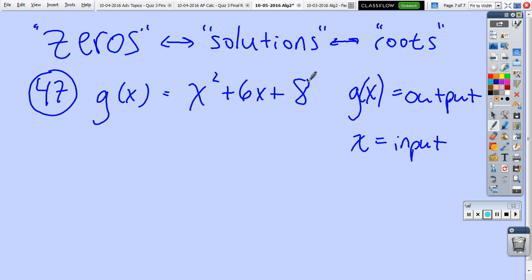This is saying, hey, I am a function of x. This does not mean g times x. This means I am a function g where you specify some value for x, and I'll tell you what the output is. So if we want to find the zeros of this function, we say, okay, let g of x be 0, so 0 is equal to x squared plus 6x plus 8.